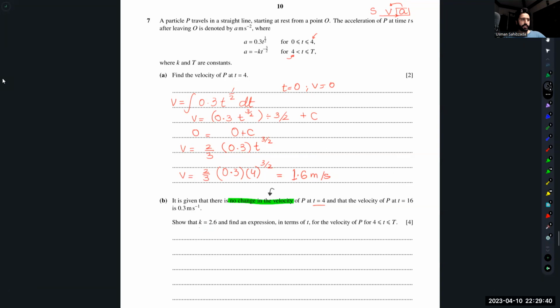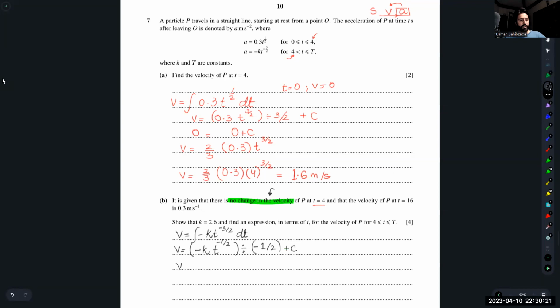We'll go with the integration of minus K T to the power minus 3 over 2 dt. We'll integrate, we will get the velocity expression. When we add minus 3 by 2 plus 1, we get minus 1 by 2. Divide by minus 1 by 2 means multiplied by negative 2, which will make this positive 2. So I'll just put 2K divided by the new power, negative 1 over 2 plus C.